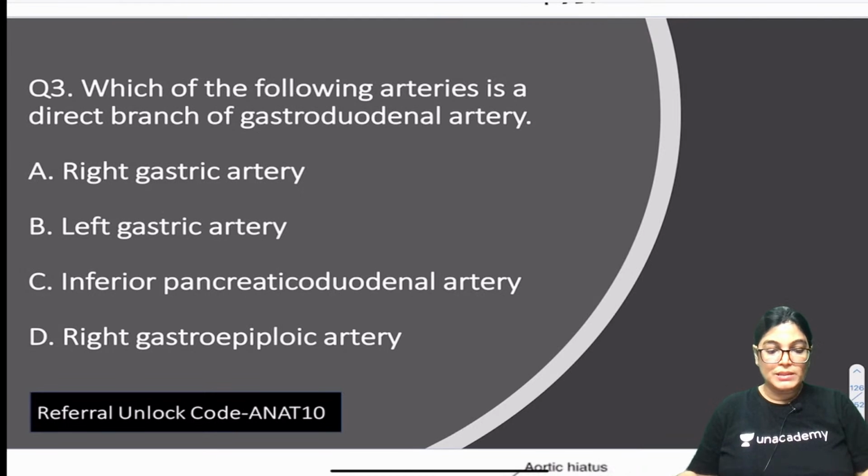Okay, so question number 3, what is the correct answer? Which of the following arteries is the direct branch of gastroduodenal artery? Whether it is right gastric, left gastric, inferior pancreaticoduodenal or right gastroepiploic artery. So your time begins now. Please mark the correct answer.